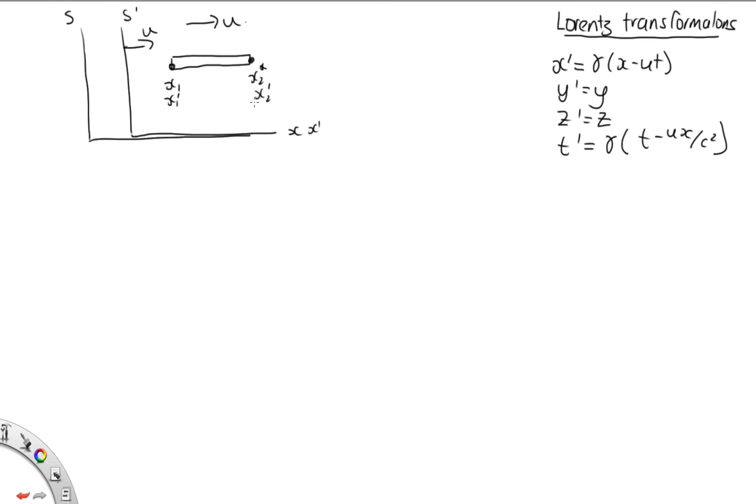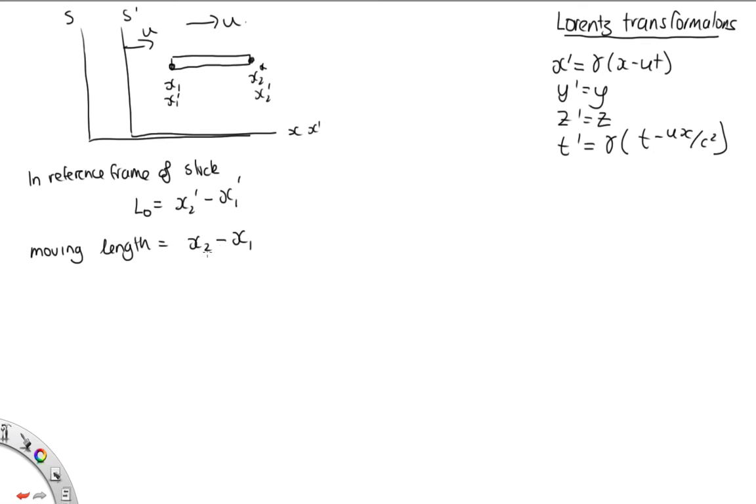Now, the length of the stick in the stick's reference frame, which remember is the primed frame, as this is the frame which is travelling with the same velocity as this stick. So L0 is equal to x2 prime minus x1 prime. If the stick was at rest, this is how long we would measure the stick to be. So now that it's moving, the length is equal to x2 minus x1.